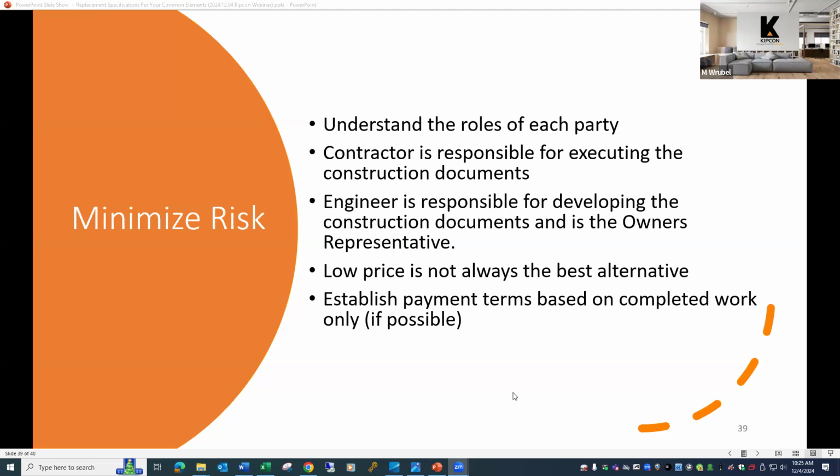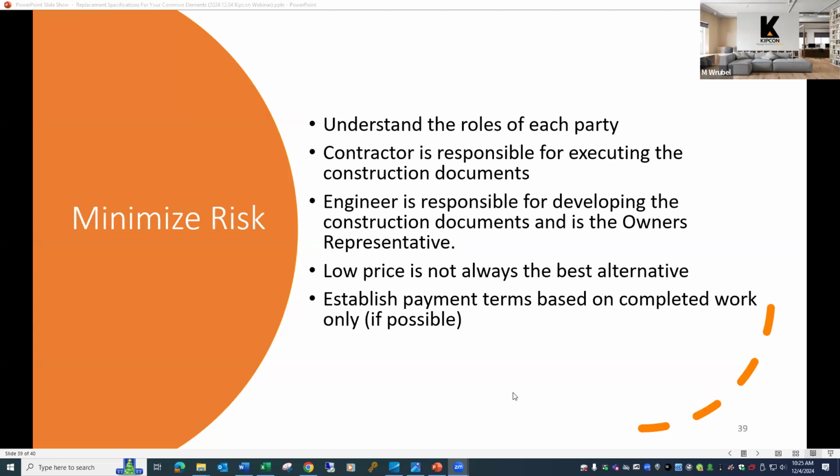Again, the contractor is responsible for means and methods of the construction. The engineer is responsible to come up with an economic, cost-effective design, and to make sure that the owners understand what the scope of work is and what the potential risks are in doing the project.